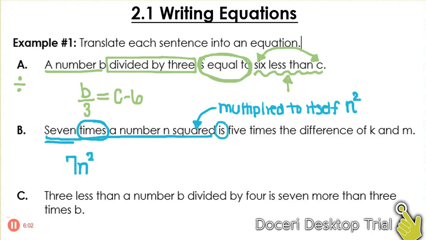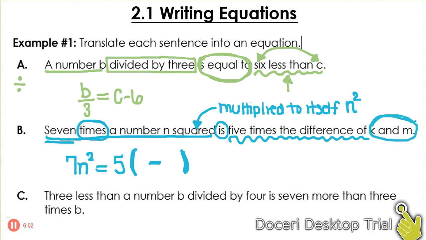Then we have is, so we now have an equation because that's an equal sign. And then we have 5 times the difference of. So we know we're going to be taking 5 and multiplying it because it says times, and we're multiplying it to a subtraction problem, which means we need a set of parentheses. I want to take 5 times the answer to a subtraction problem because it says the word difference. And then our last statement here tells us what we're subtracting. We're subtracting K and M.